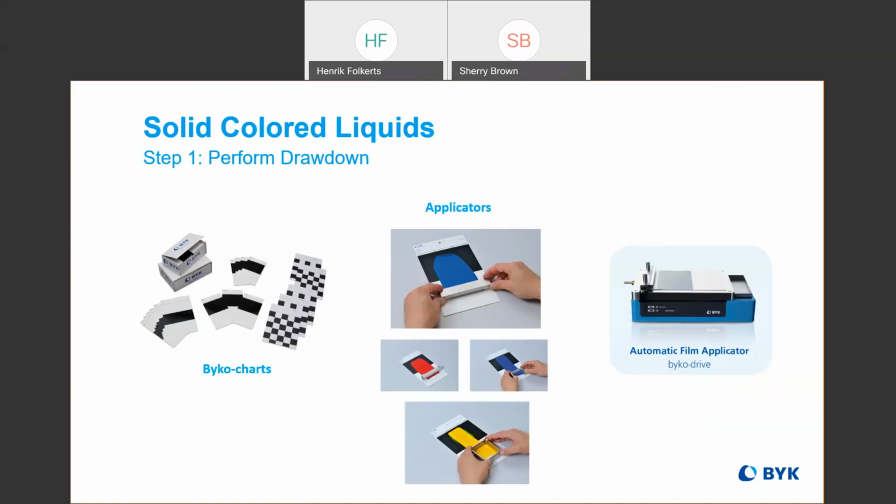And so in order to do that, you'll need a chart. For those of you who aren't familiar with the term charts or our BICO chart line, these are a substrate. It's essentially cardstock that comes in a few different materials and different designs with black and white on them in order to act as a substrate for evaluating the color or the gloss or whatever you want to evaluate on your material in a repeatable and precise way.